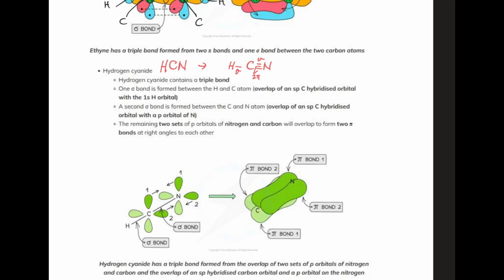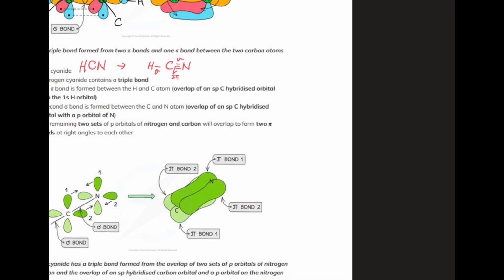So let's see the notes here. Hydrogen cyanide contains a triple bond. The triple bond is here. 1 sigma bond is formed between the hydrogen and carbon, here. Overlap of an sp carbon hybridized orbital with the 1s hydrogen orbital. Maybe you're wondering, what is the sp hybridized orbital? Let's see. I explain it in this way.